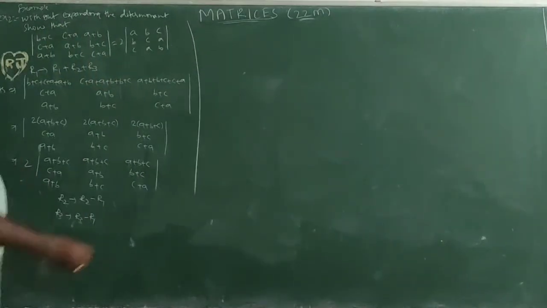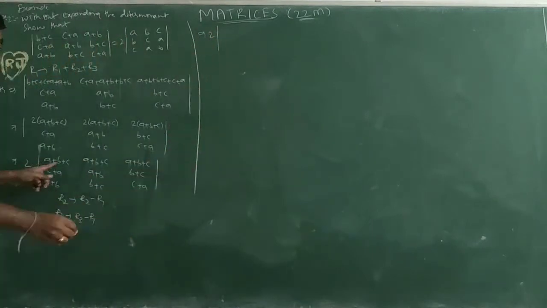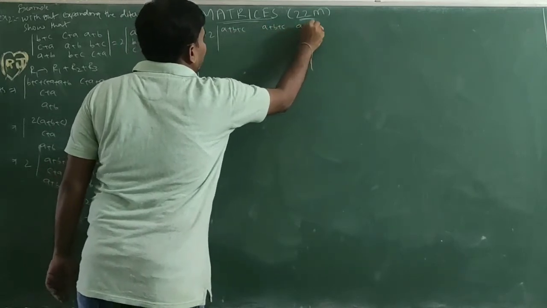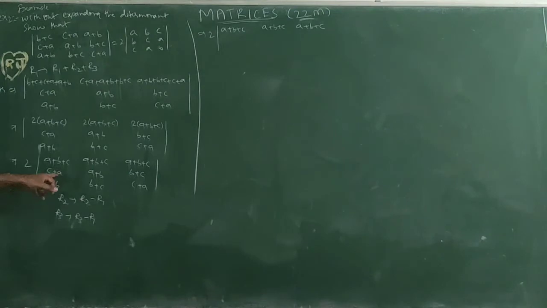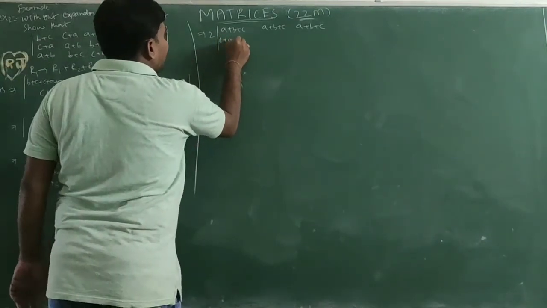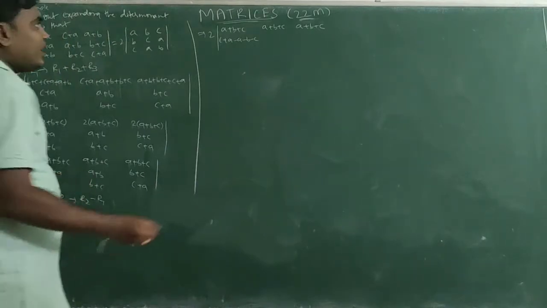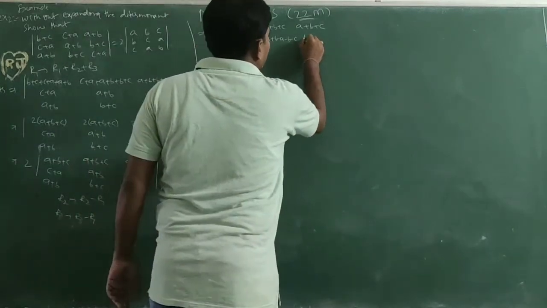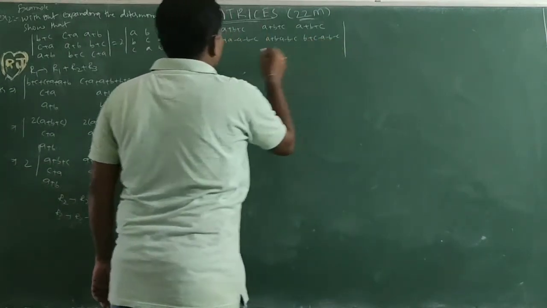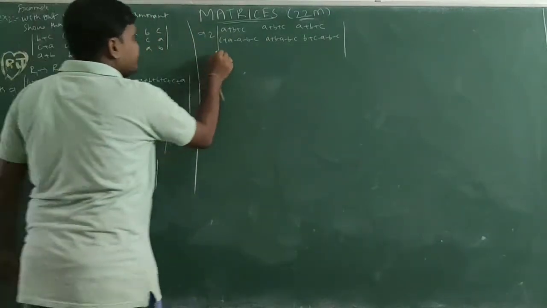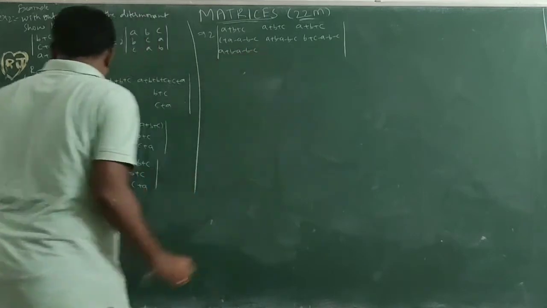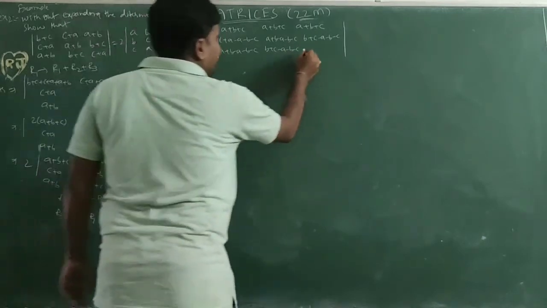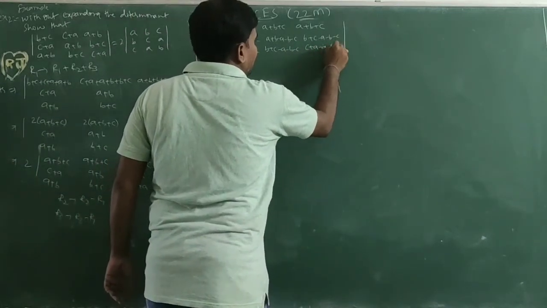First, 2 of A plus B plus C. The first row is the same: A plus B plus C, A plus B plus C, A plus B plus C. Second row: C plus A minus C plus A minus B minus C. Next, A plus B minus A minus B minus C. Next, B plus C minus A minus B minus C. Next one, A plus B minus A minus B minus C. B plus C minus A minus B minus C. Next, C plus A minus A minus B minus C.